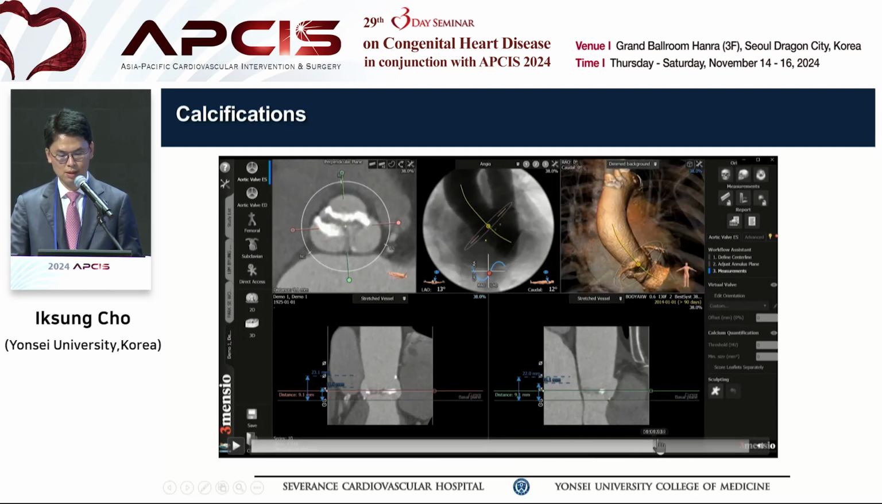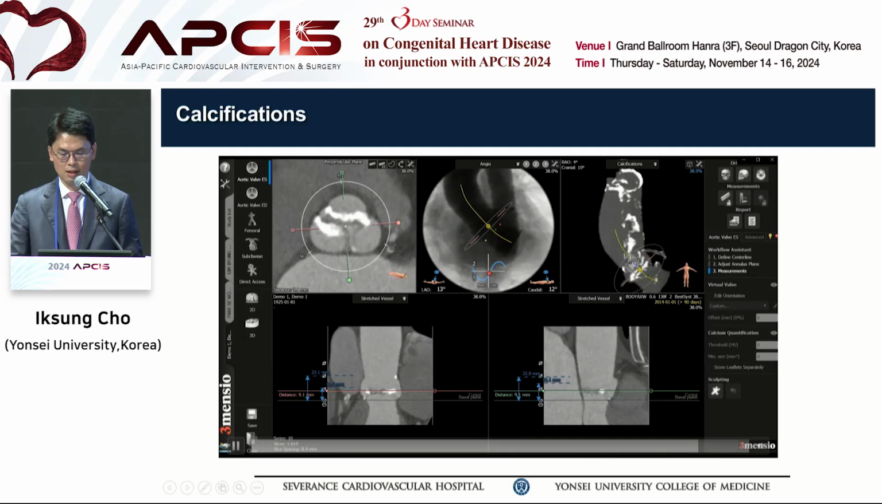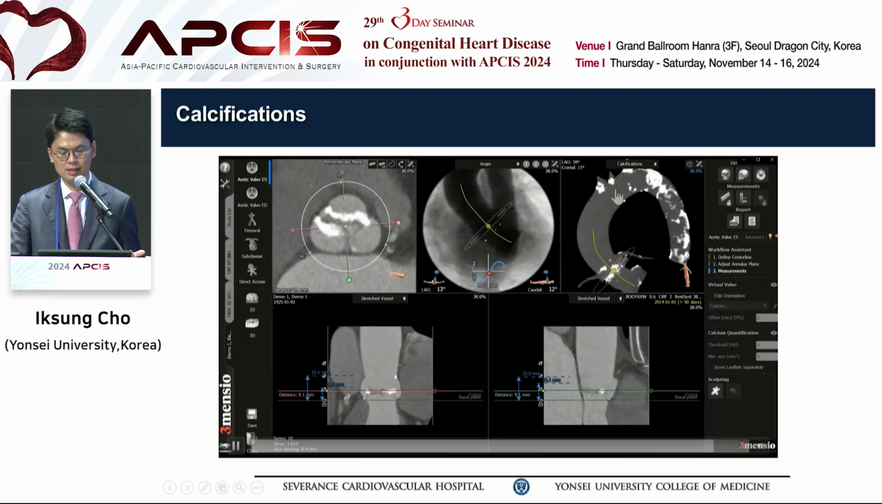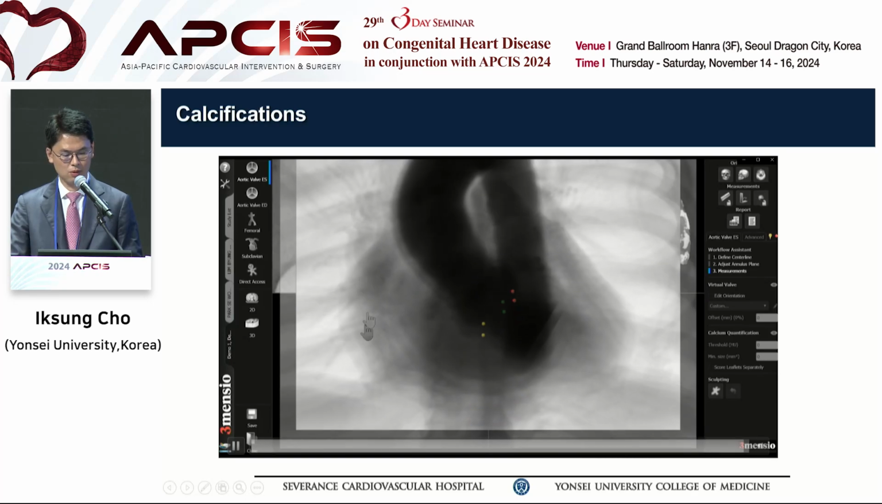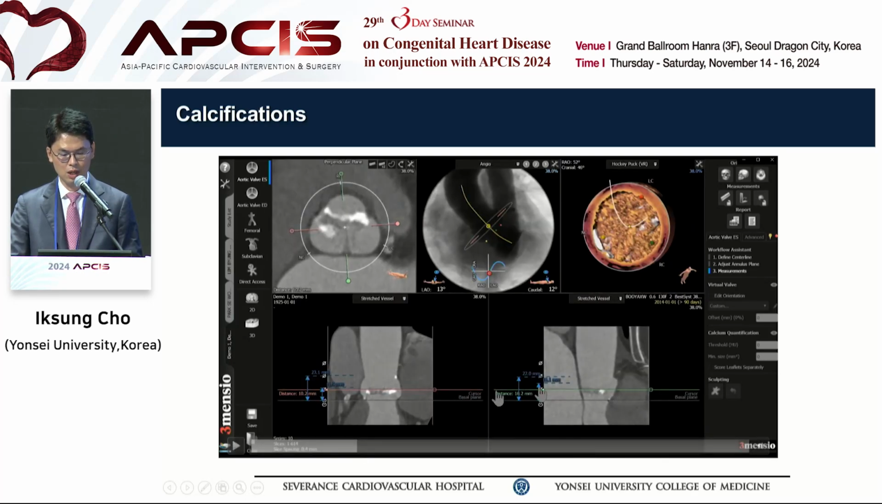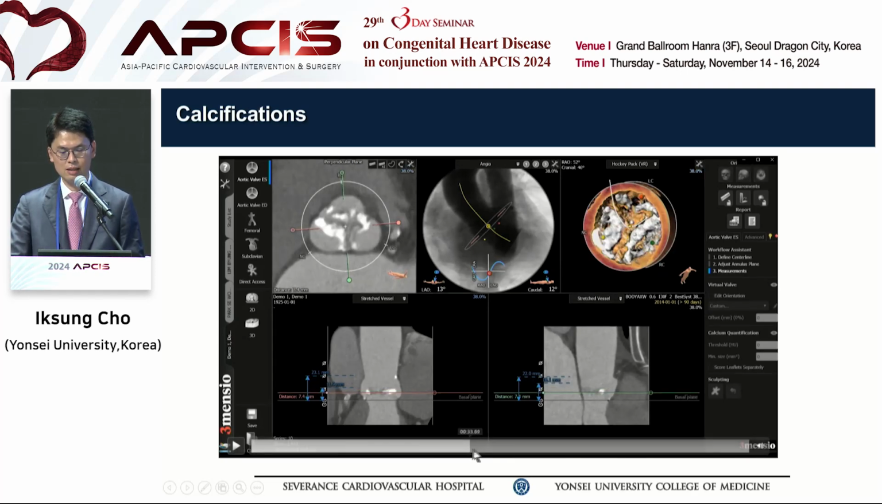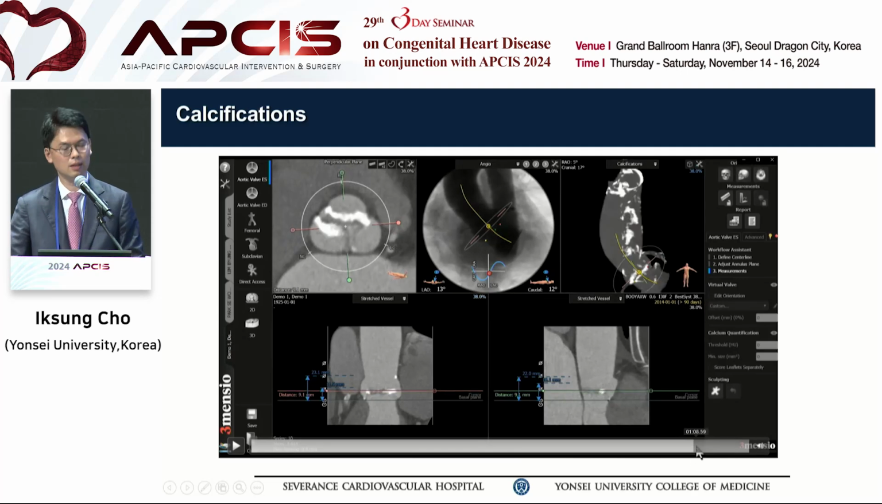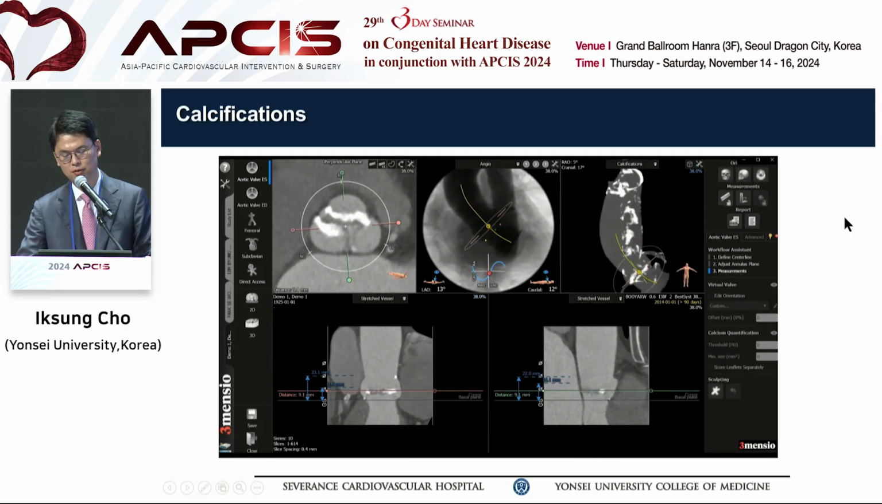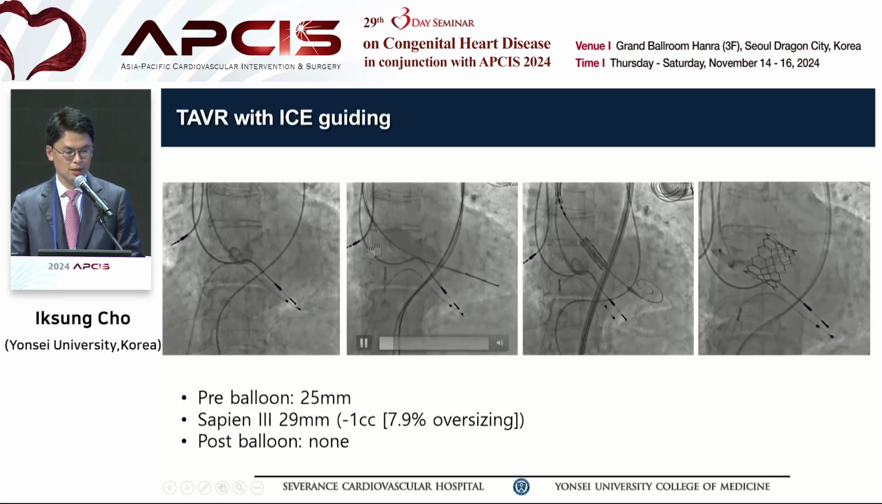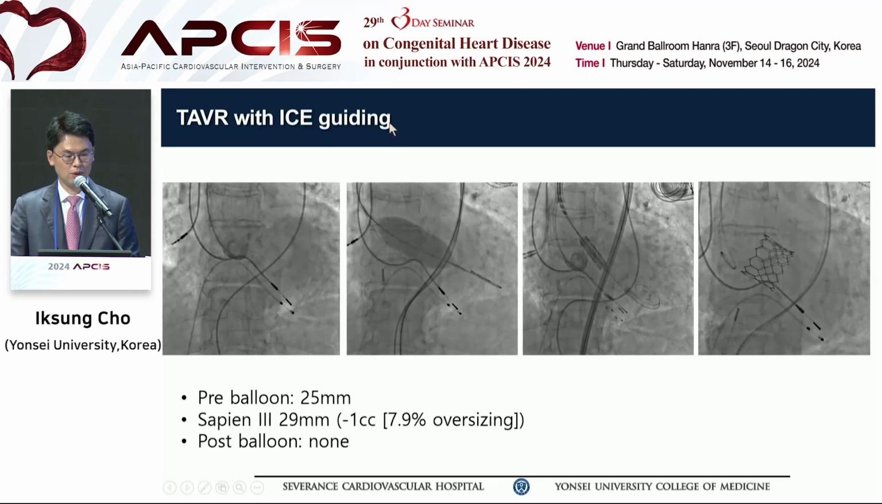So we have to evaluate where the calcium is and the amount of calcium. When we use the MIP image, maximum intensity projection, we can see the calcification of the annulus and the surrounding structures in one view. Also, this kind of hockey puck view makes it easy to visualize the calcification. So we usually provide the hockey puck view and this MIP image together to provide the calcification information for the interventional cardiologist.